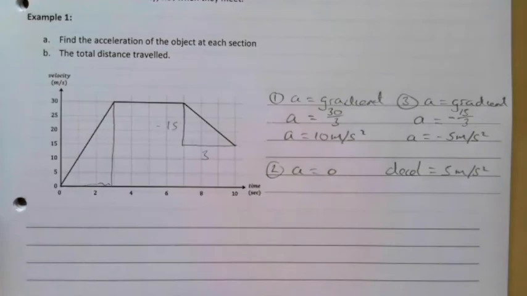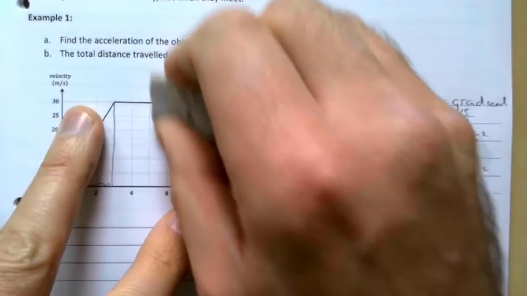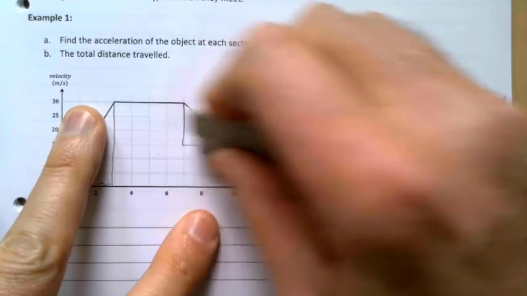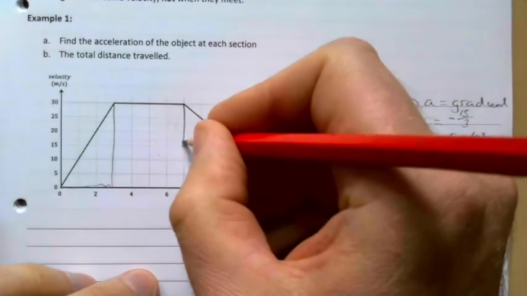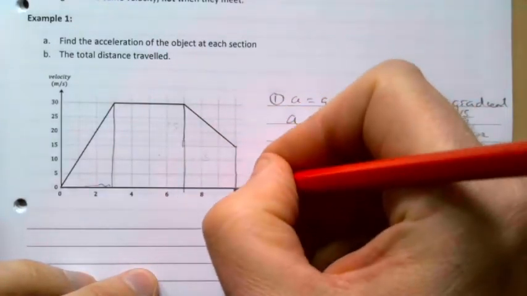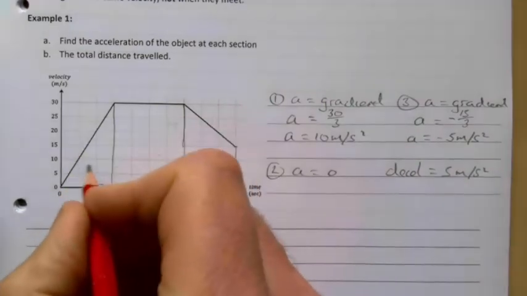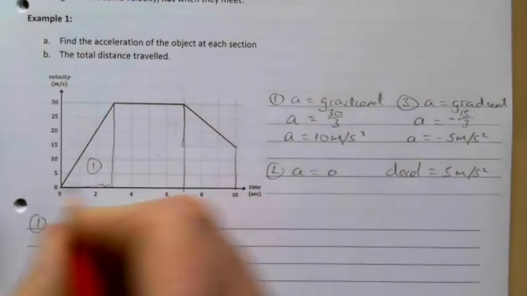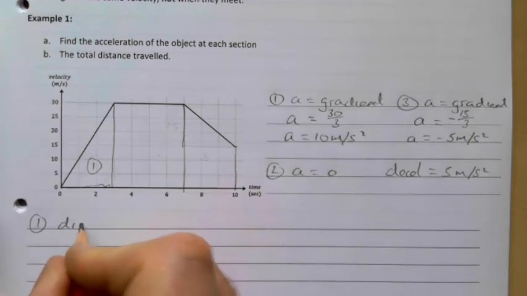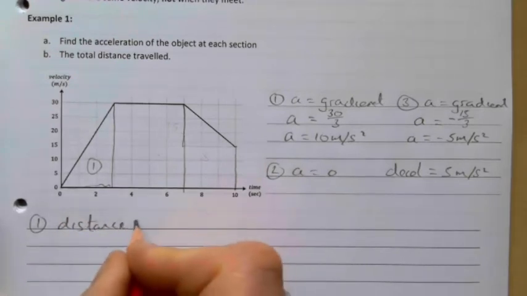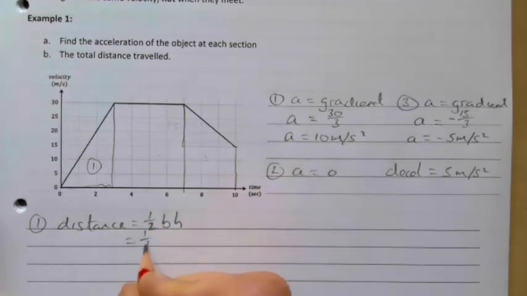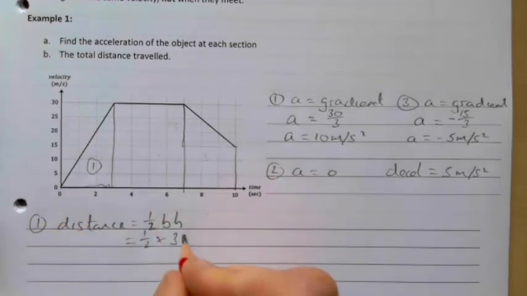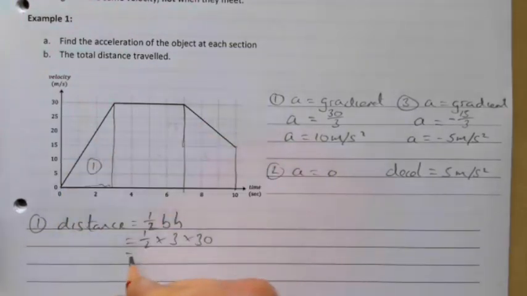Part B asks for the total distance travelled. I'm going to split this into 3 sections here. I'm going to get rid of this so it doesn't confuse. But we're going to try and find the area under the graph, and that'll show us the total distance travelled. To be honest, it might be better keeping that wee section in, but that's okay. Let's go for it. So distance of this one, that's a triangle of course. So my distance in this case is going to be a half the base times the height. So it's a half multiplied by 3 multiplied by 30. And so that gives us obviously 45 meters.